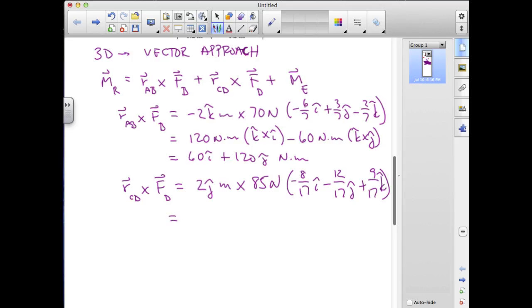Once again, this works out nicely because 17 goes into 85 5 times, and we end up with minus 80 Newton meters on J cross I and plus 90 Newton meters on J cross K. And once again, J cross K is plus I and J cross I is minus K, so we end up with 90I plus 80K Newton meters.